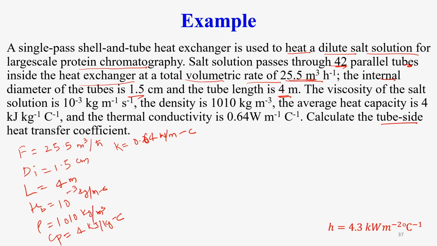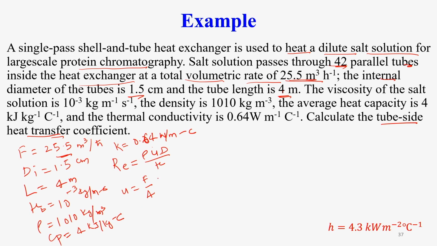Now, we have to calculate the tube side heat transfer coefficient. So, how will we proceed further? As here we have to use a different correlation, the first thing we need to calculate is the Reynolds number Re. Re will be rho u d upon mu. Density is given, diameter is given, viscosity is given, u is not there. So, first you have to find the value of velocity. How will we find the velocity? Velocity will be the flow rate upon area.